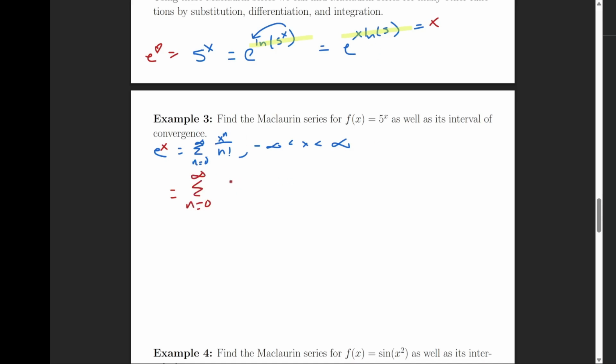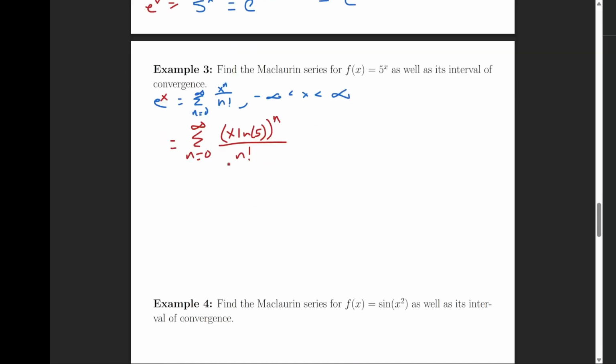So our x is this, x ln 5, right? And then don't forget the power of n over n factorial. Then you could simplify it a little bit, make it prettier to look at. So distribute the n. We get x to the n power times ln 5 to the n power over n factorial.